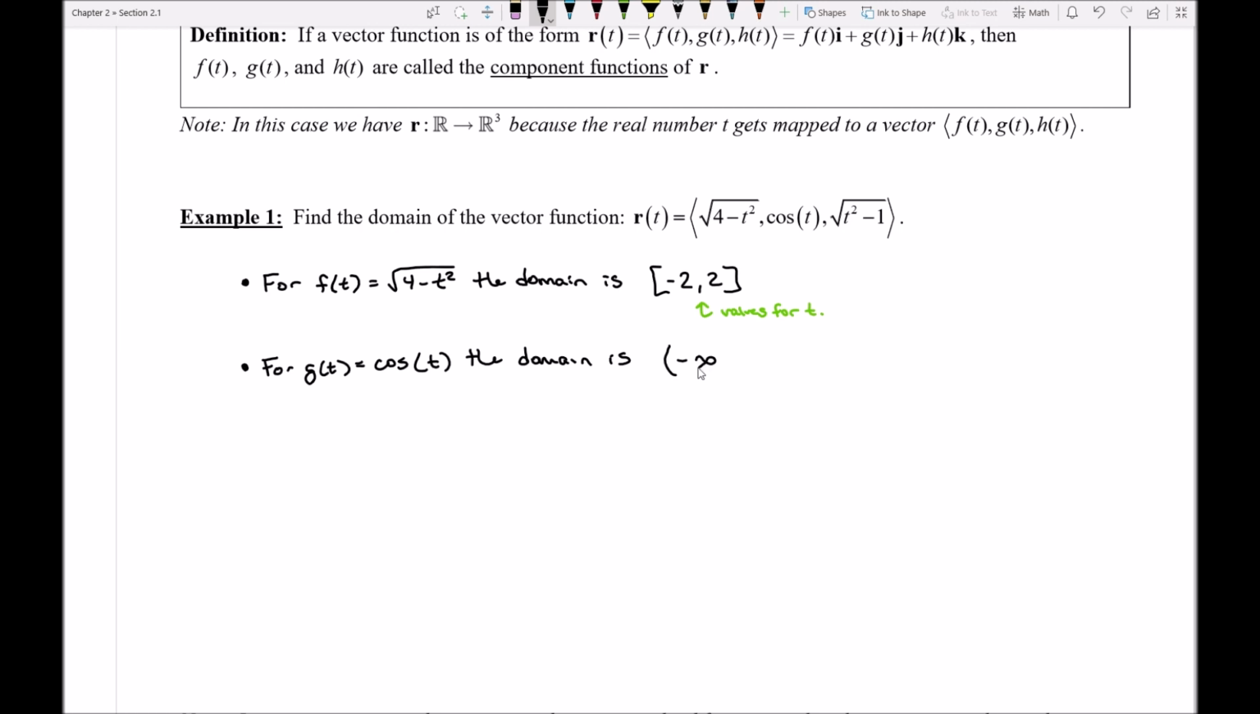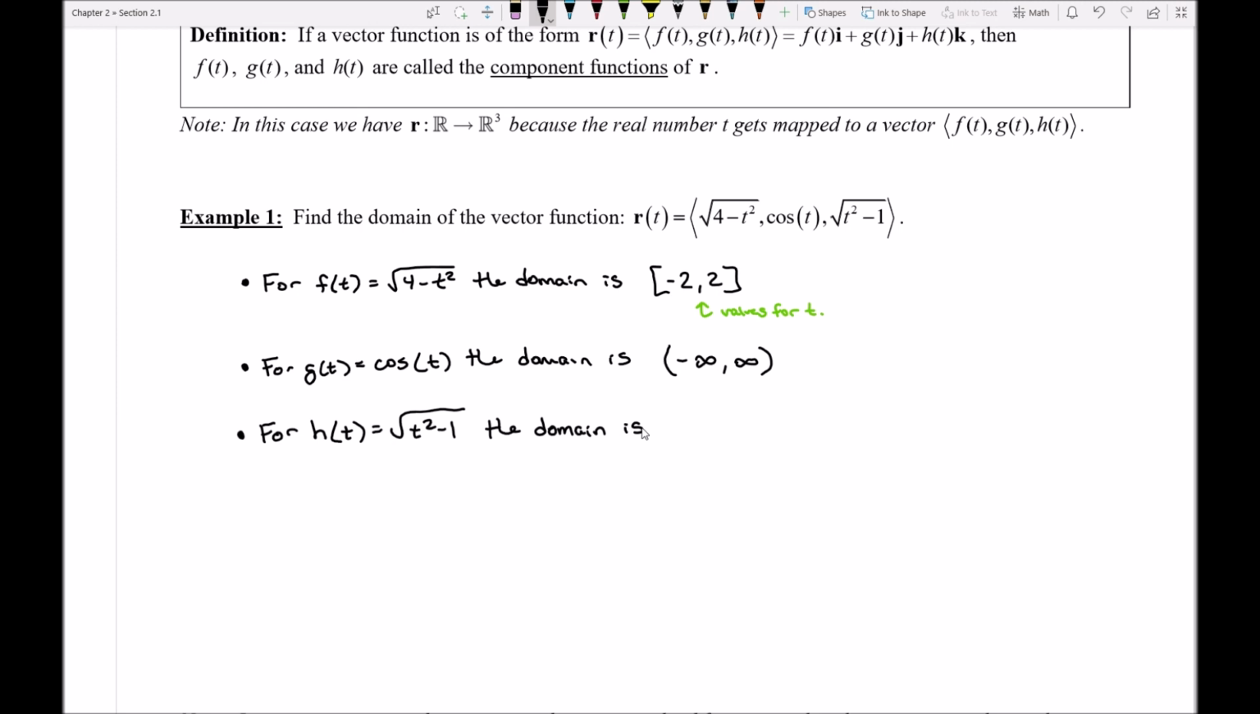So my domain is actually any t value from negative infinity to infinity. There are no off-limit values for this portion of the vector function. Finally, though, I can see that for my h of t, which is that square root of t squared minus 1, I'm going to, again, have to think carefully about what values t can be so that I don't end up with negatives underneath the radical.